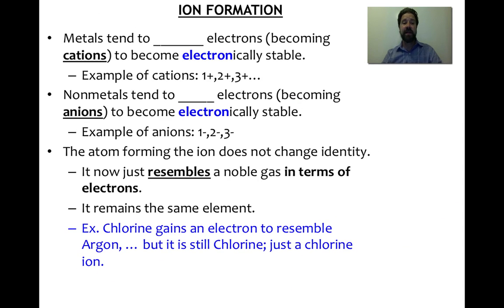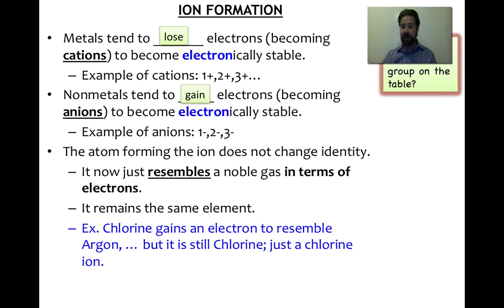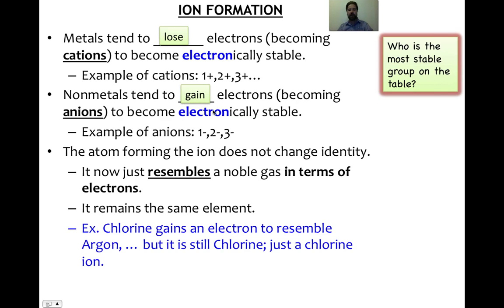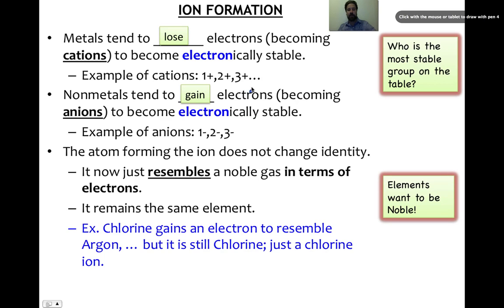Okay, so we said metals tend to lose electrons, nonmetals are going to tend to gain electrons, and they do that in effort to be like the most stable group on the periodic table, which is going to be, of course, the noble gases, or group 18 or 8A. Let's go over some bottom line facts. The atom forming the ions does not change identity. It just resembles a noble gas in terms of its electrons. It still remains the same element, like I was saying with that magnesium example.